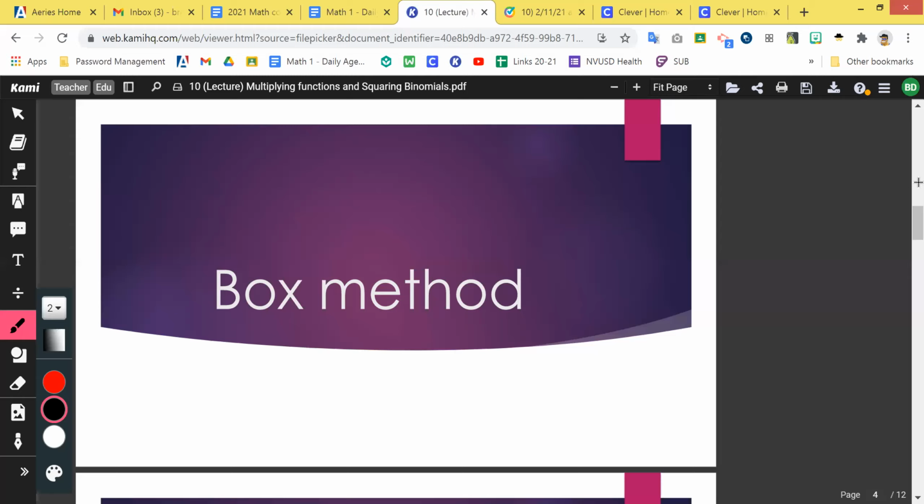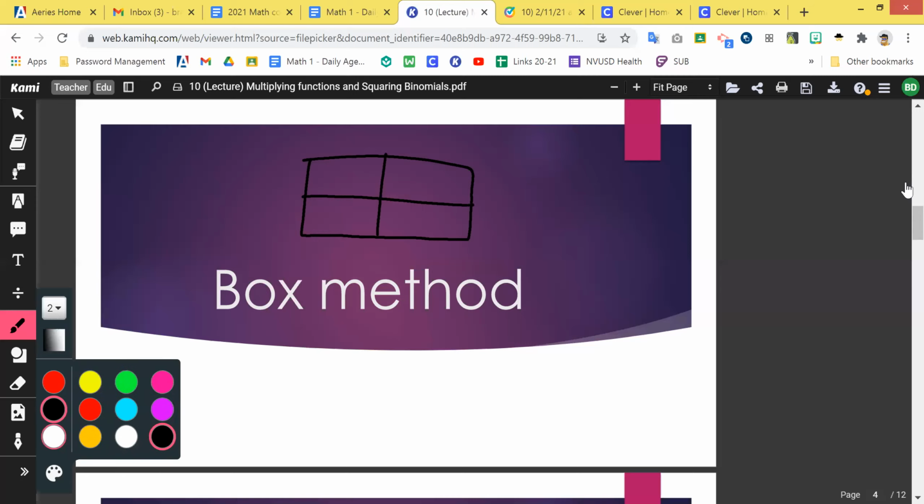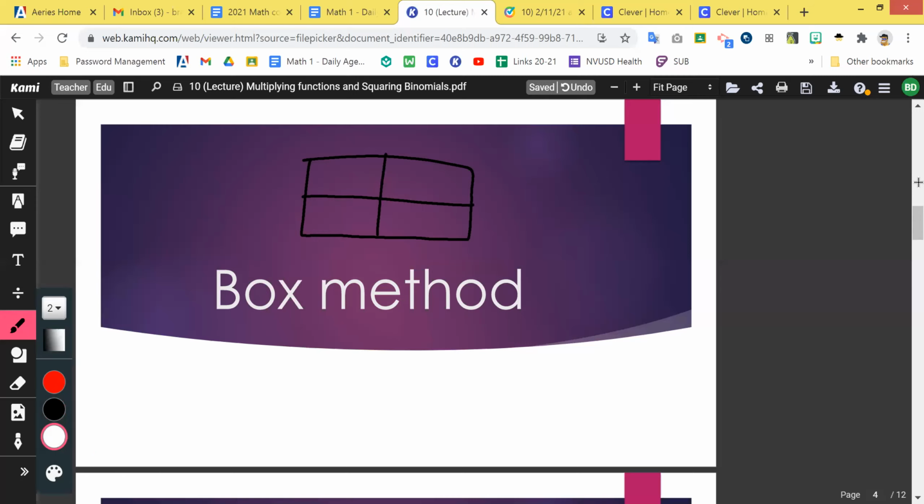Okay, so our box is going to have 4 quadrants, so it's going to be set up like this. Now, for the purpose of what we're doing today, we're going to refer to the side as the top and the bottom, and then we'll refer to this as the left and the right. Depending on what quadrant you're in, that's going to tell you what you're multiplying together. So for example, the top left is literally you multiply the top number by the left number. And then top right, you multiply the top number by the right number.